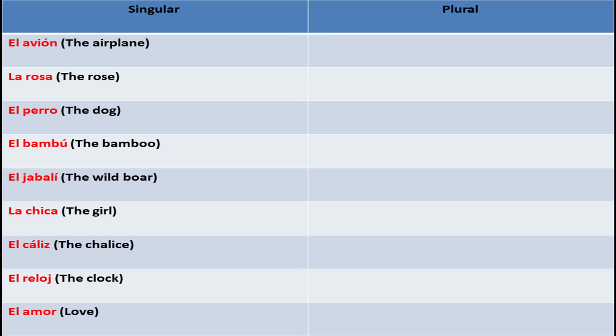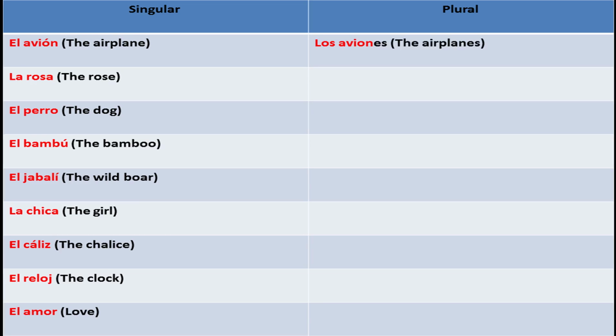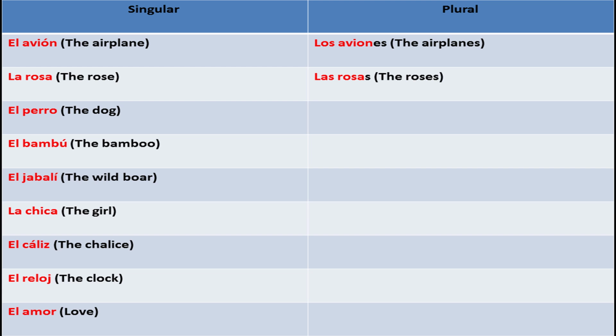Now, I have to show you some exercises to practice a little more. El avión. The right answer here is los aviones. This word ends in a consonant N, so we add an ES. La rosa. You're right. The answer is las rosas, because it ends in a vowel A, so we add a single S.